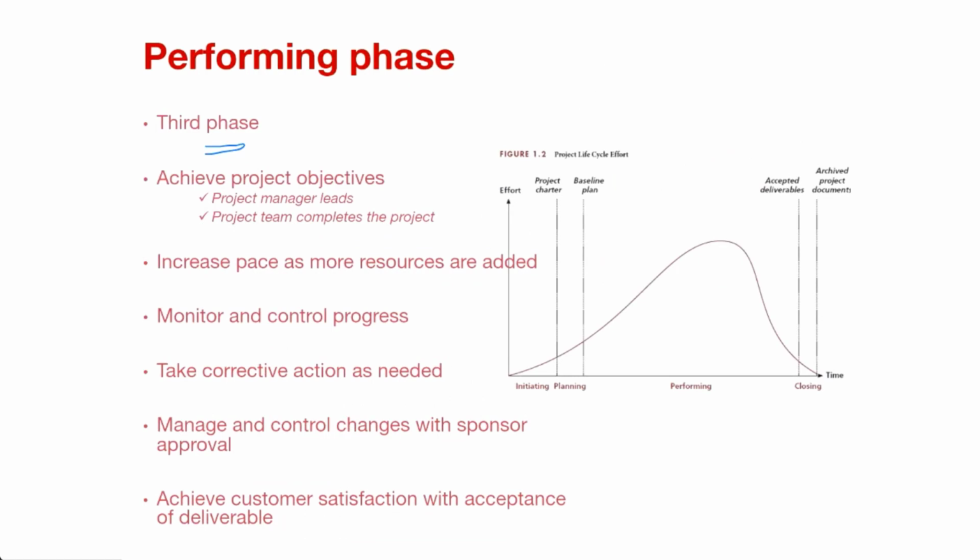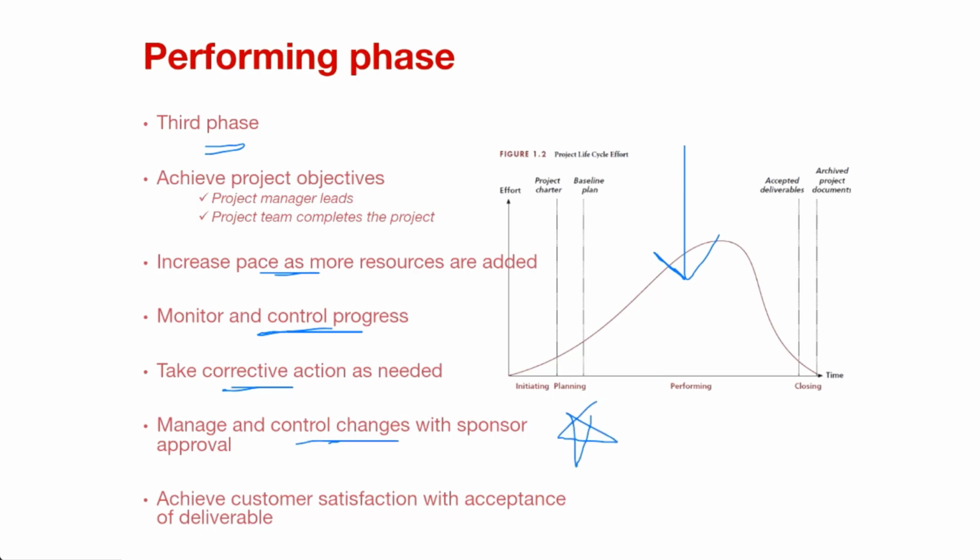Your third phase is where you actually go about doing what you need to do. You increase the pace as resources are added. You've got a monitoring and control process. You have to continuously take corrective action in order to anticipate. Part of the actions of a project manager is to anticipate, manage and control changes with the sponsor's approval.